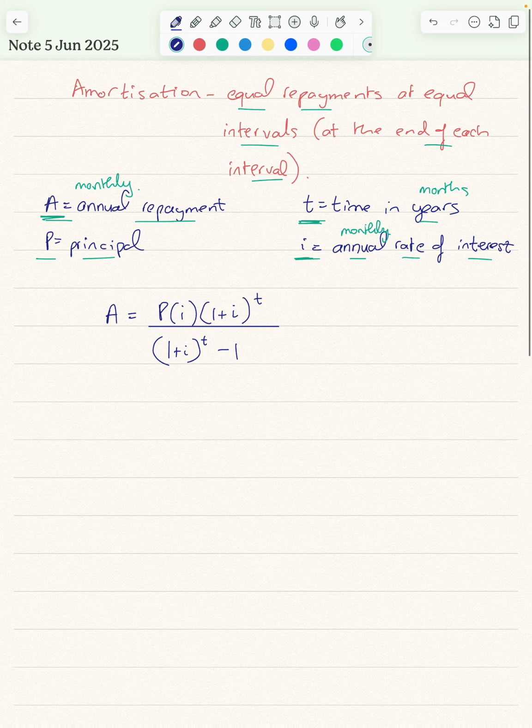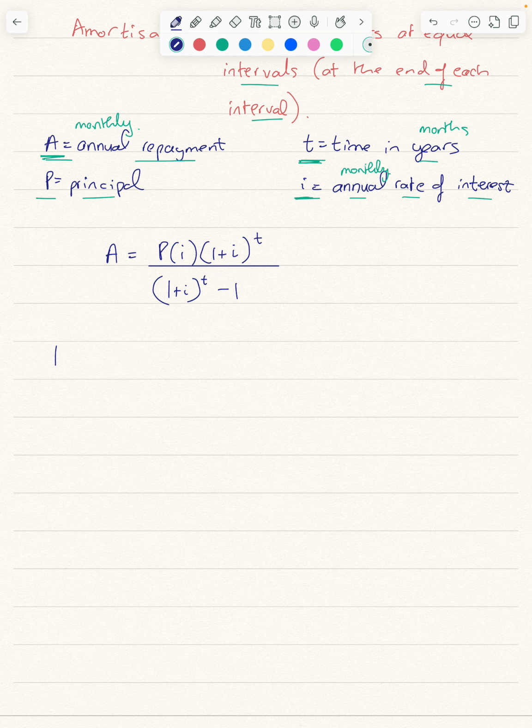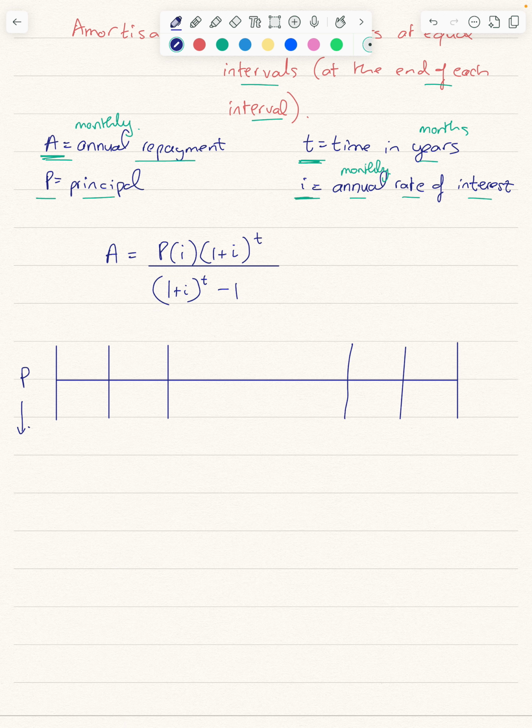Okay, so the idea is you get out a loan of P and you want to repay a fixed amount at the end of each time period. Let's assume it's years, but just bear in mind it can be done for months. So you get out P here today, and then you're going to repay an amount A at the end of each time period for T time periods. So we've got a timeline here, and this is 1, 2, up as far as T years.